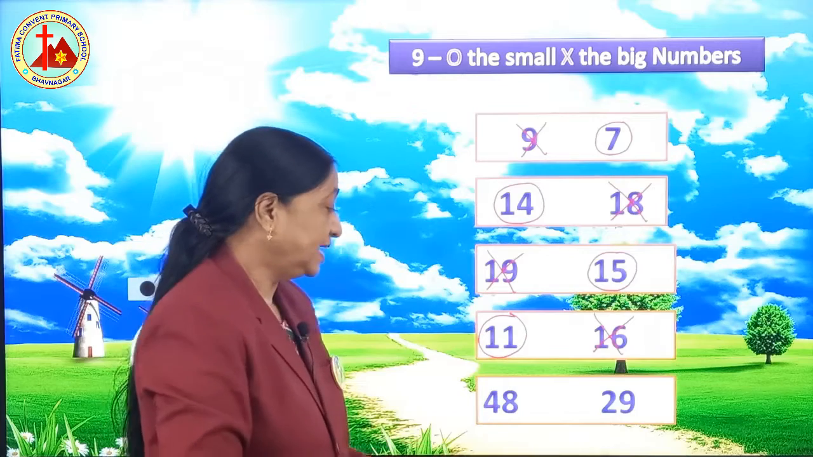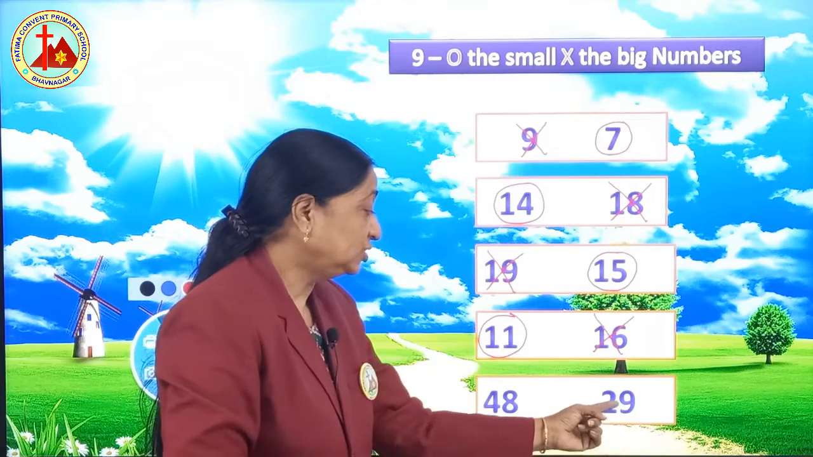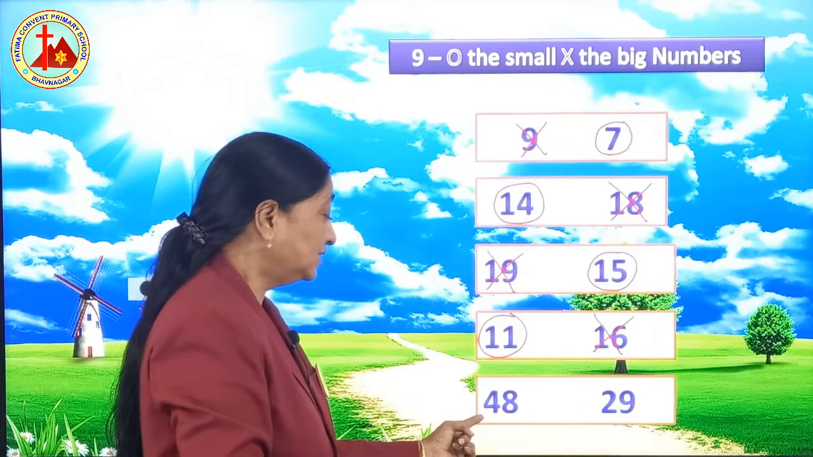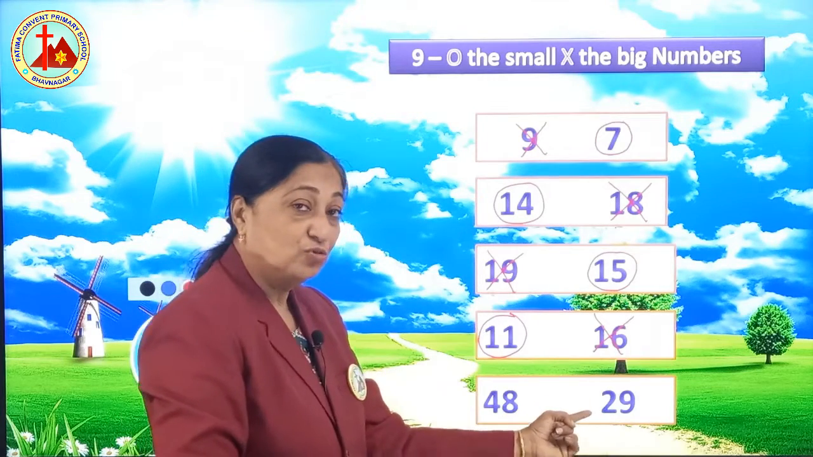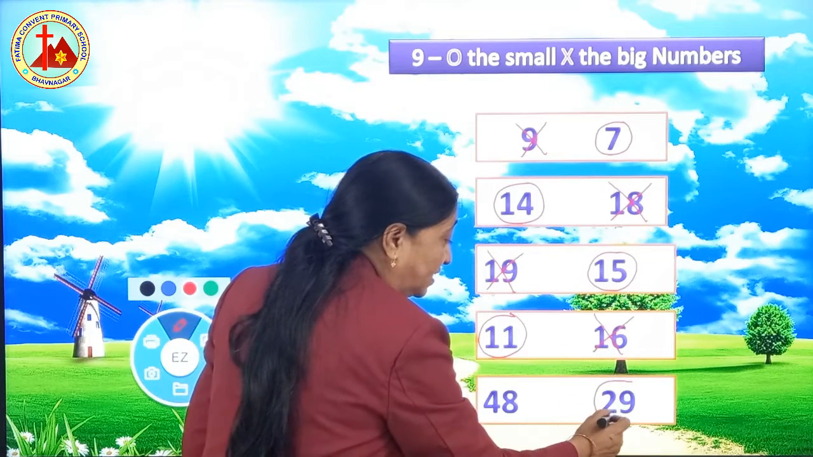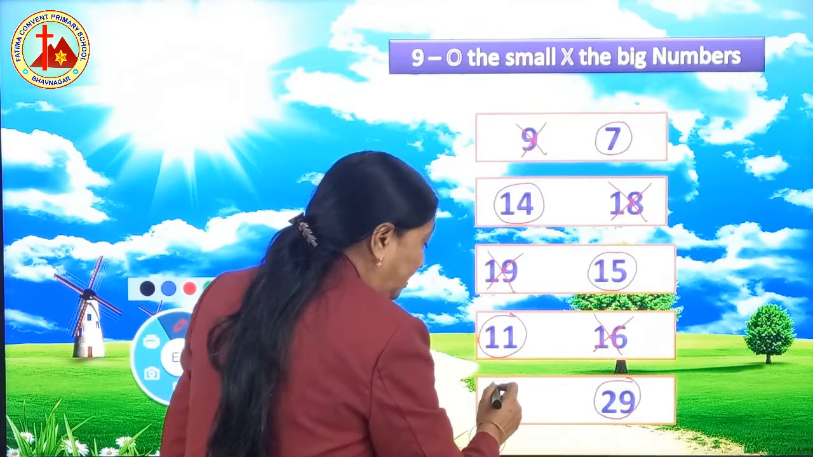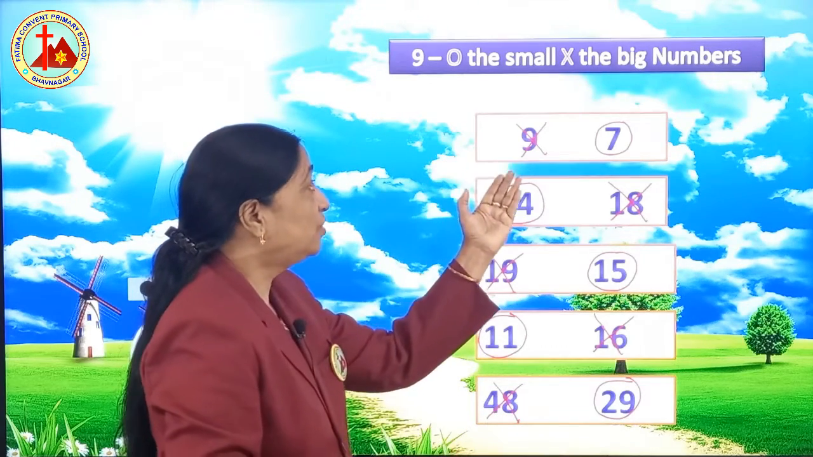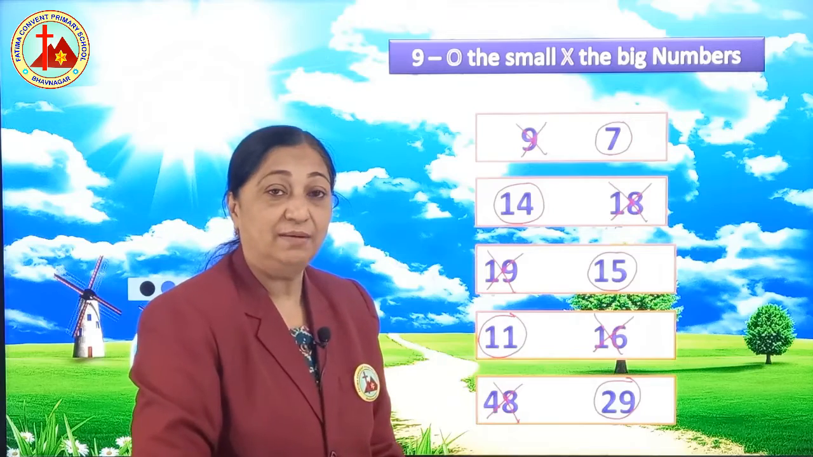Okay. Now the next one, 48 and 29. Both the first numbers are not similar, so we will see the first number, 4 and 2. So 2 comes first. So we are going to circle 29, and 48 we will put a cross. So we have done circle the small and cross the bigger numbers.